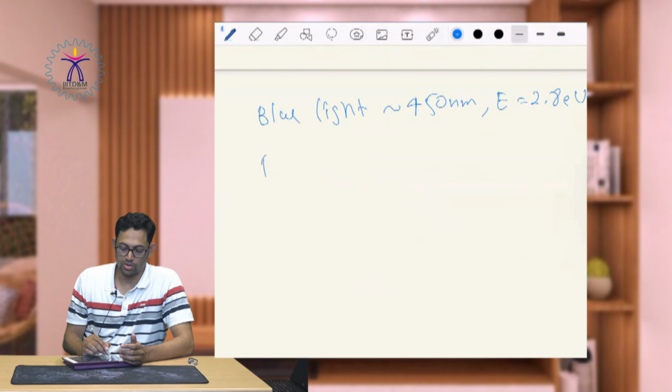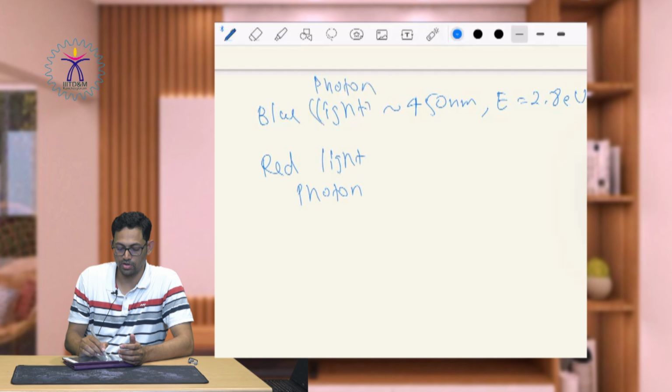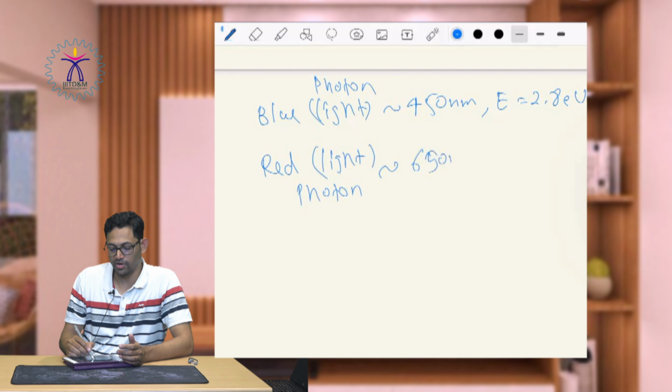Now let us talk about a red photon. Instead of light, let us call it a photon, that is better. The red photon is around 650 nanometers, for example, and if you convert this into eV, the energy is around 1.8 eV.